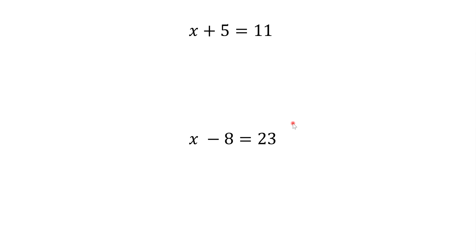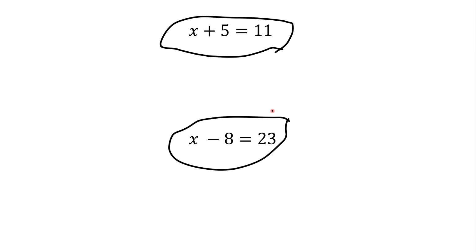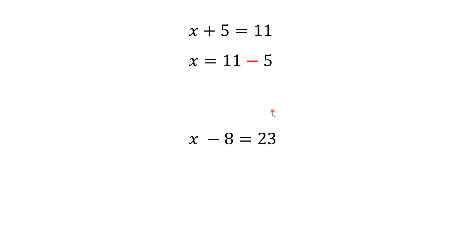Okay, so the first example that we are going to solve is of a plus type, like the one we had in the last lecture, and the next one is going to be from the minus type that we had in this lecture. Okay, so X plus 5 equals 11 is my equation 1, X minus 8 equals 23 is my equation 2. So first step first, for the first equation, I'm going to take the number 5 to the other side, and when I do that, I'm also going to change its sign to the opposite of plus, which is minus. So my answer becomes X equals 11 minus 5, which is 6.